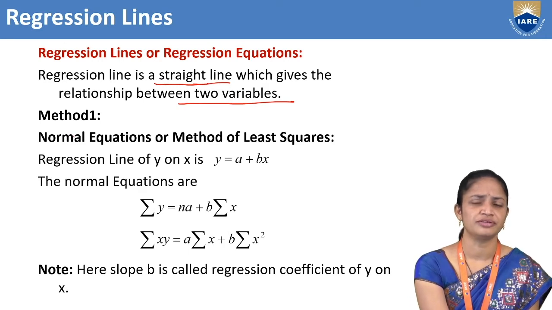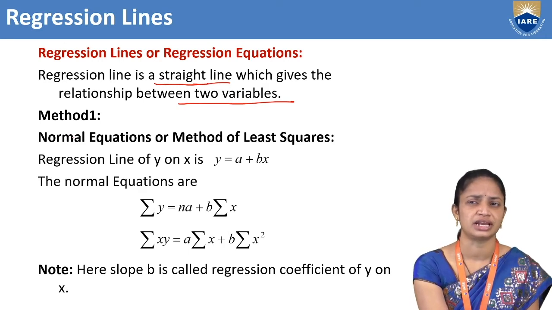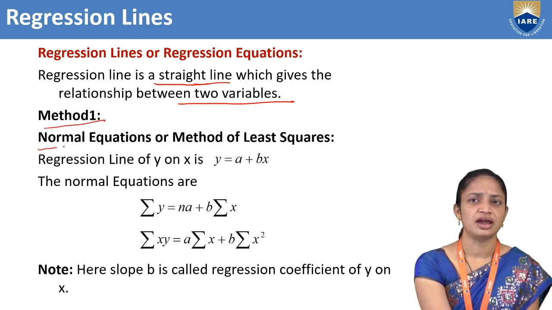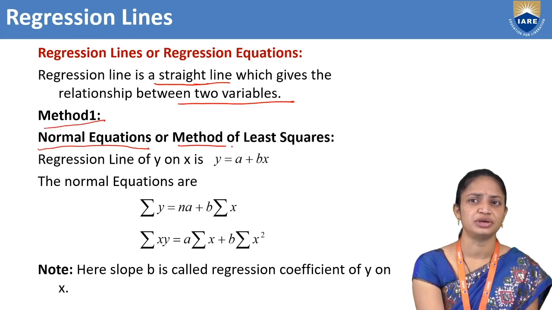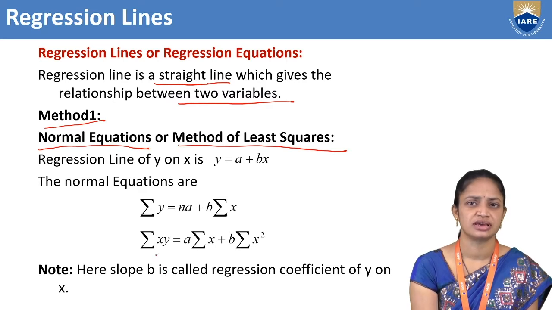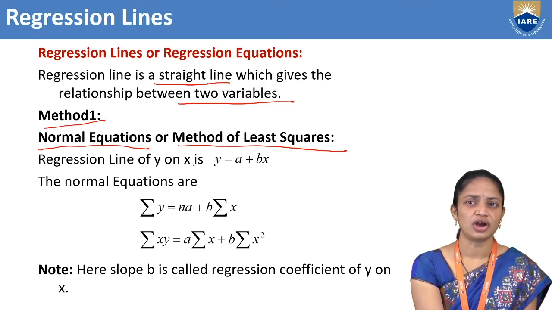Here we have two methods to find regression lines or regression equations. Method 1 is by using normal equations, or by using the method of least squares. By using normal equations or the method of least squares, we can find the regression lines or regression equations. The first one, method 1, is the regression line of y on x.